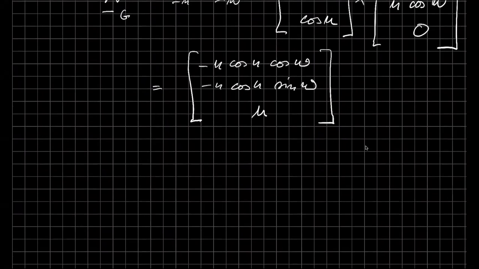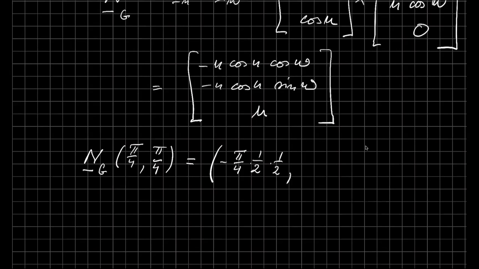Now, what we need to verify is that this is pointing in the right direction. So let me just take this normal vector at the point pi fourth, comma pi fourth. That is in the middle of G. So I get minus pi fourth, and then cosine of pi fourth is 1/2. And similarly for the second coordinate, I get minus pi fourth. And then again, 1/2.